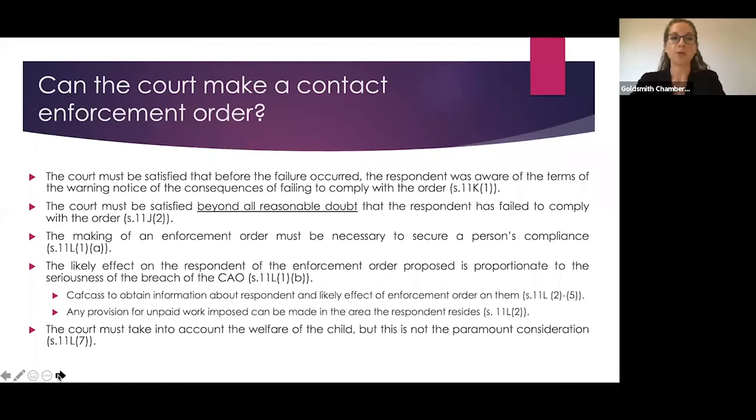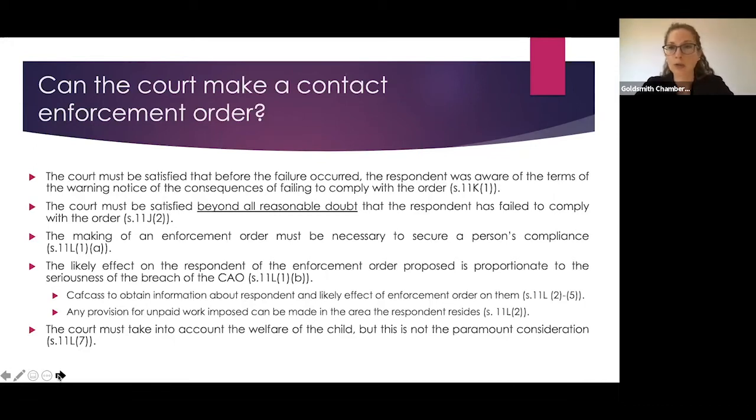The court must be sure and satisfied that the effect on the respondent party of the proposed enforcement order is proportionate to the seriousness of the breach. Remember, we're talking here about securing a person's compliance, and it needs to be that the court has sufficient powers, sufficient bite to ensure that that compliance is effected.